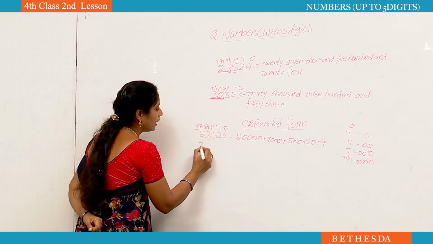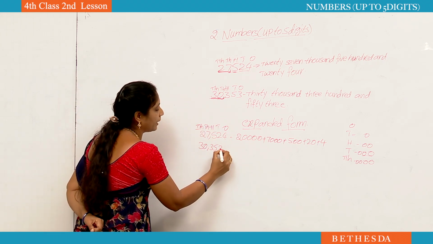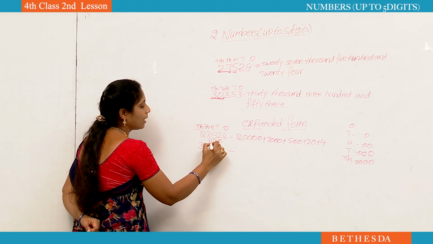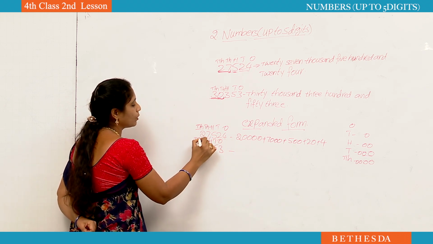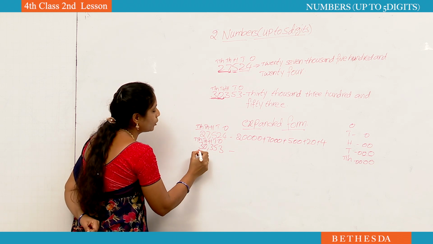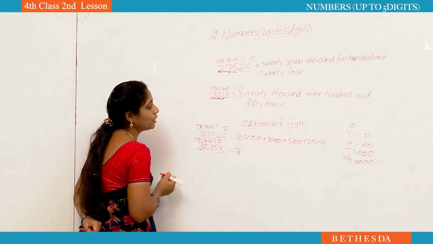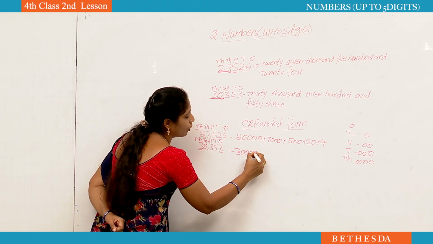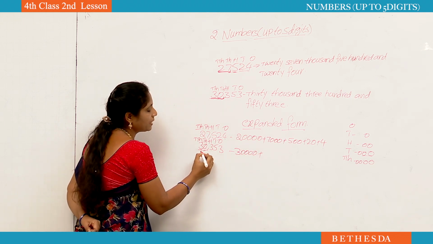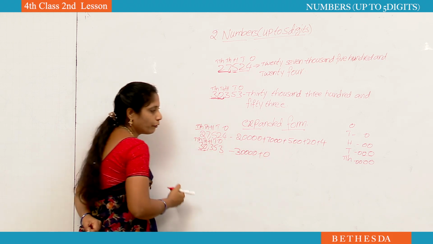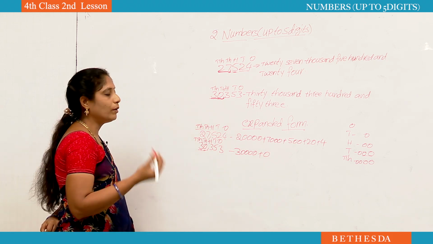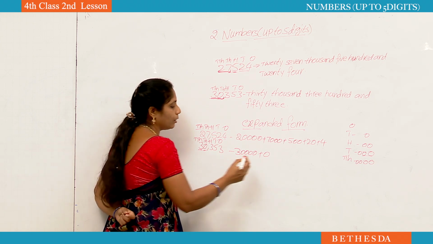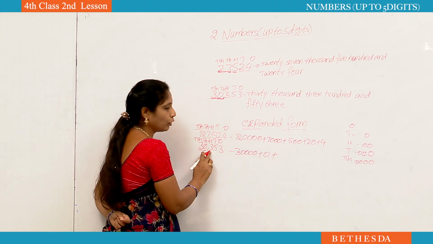Next number is 30,353. Ones, tens, hundreds, thousands and 10,000. Okay, the 10,000's place number is 3. For 10,000, how many zeros should we write? 4. 1, 2, 3, 4. Plus, the thousands place number is 0. However many zeros you write, we will get 0 only, the same value. That's why you have to leave that and go to the hundreds place.